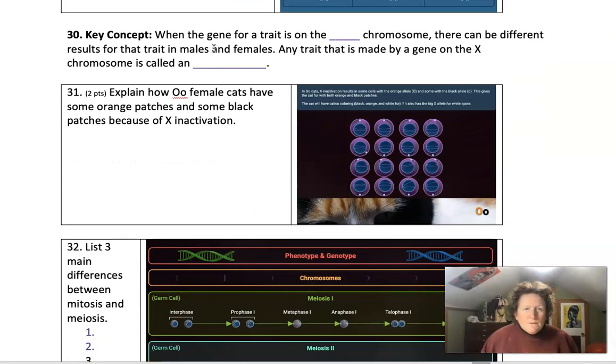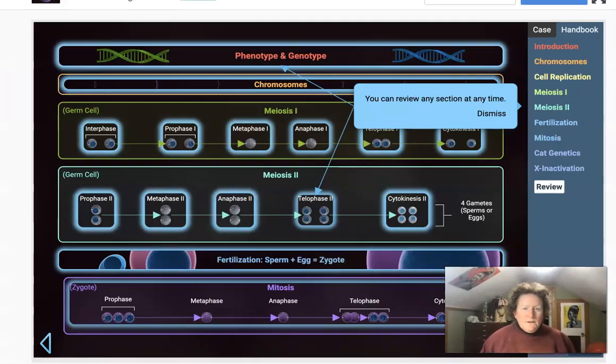If the gene for a trait is on an X chromosome, there can be different results for that trait in males and females. Any trait that is made by a gene on the X chromosome is called, well, let's go find out.